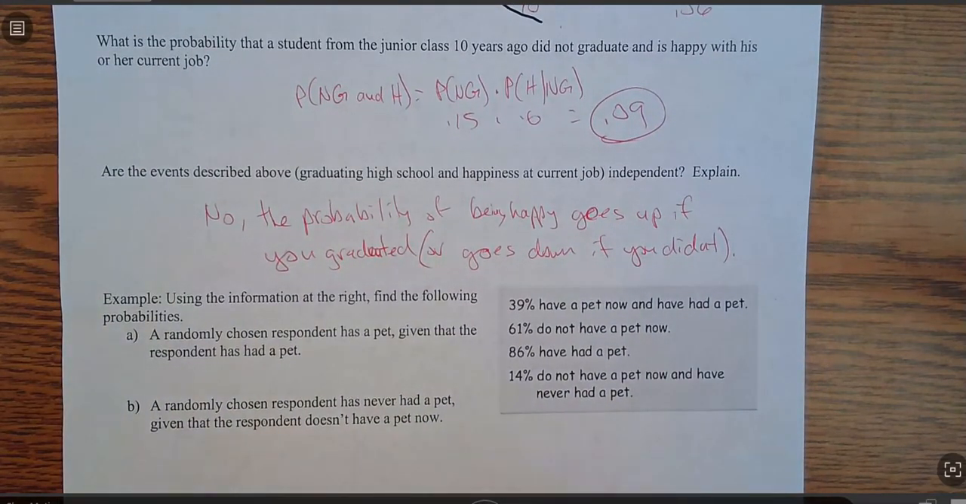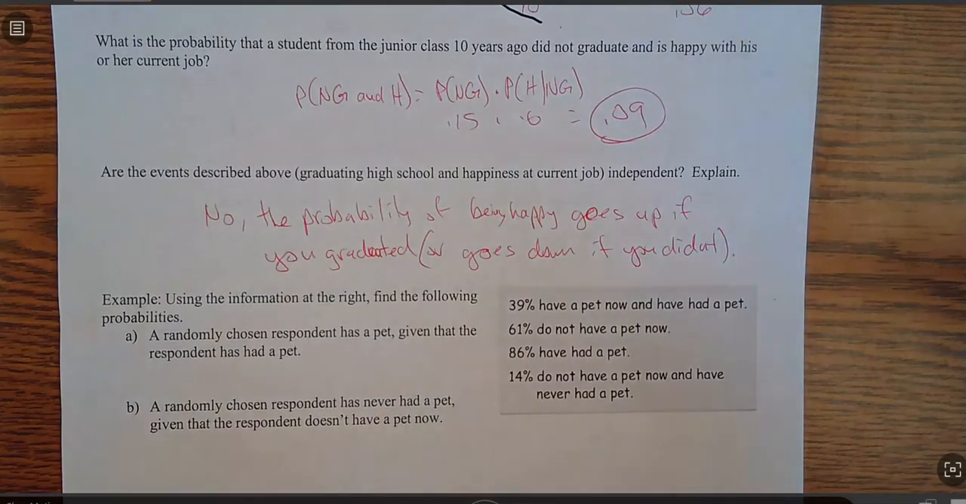So you could do it. A lot of times they'll give you all this information. You don't necessarily need to make a tree diagram. You can try if you want. This one's a little bit harder to make a tree diagram. All the information you need is basically there. So it says, using the information to the right, find the following probabilities. So just kind of read through it.